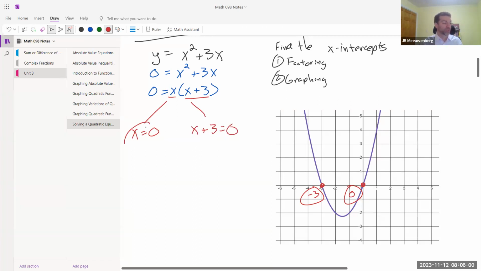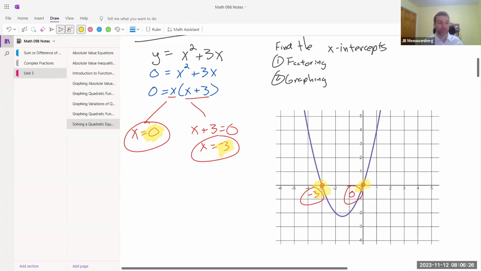And I get x equals 0 as one solution, and x equals -3 as the other solution. Does that match up with what we had here? -3, 0. So we can do these by graphing, and we can also do them by factoring. So let's look at just a couple other scenarios that could play out.